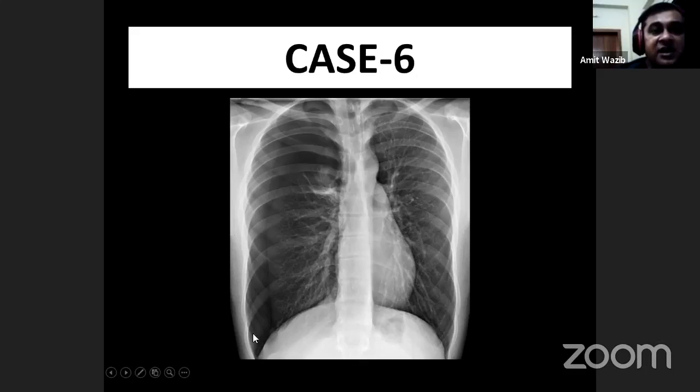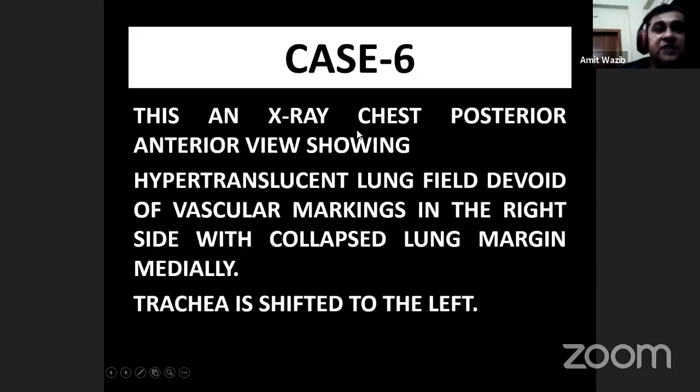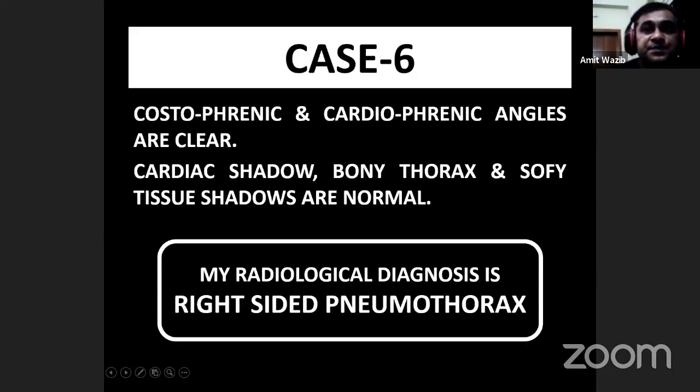So this is actually air. This is a hypertranslucent area in all zones of the right lung field with collapsed right lung medially. So this is a case of pneumothorax. Carefully see the trachea is slightly shifted to the left. So this air is compressing from the right side. That is why the trachea is shifted to the left. So your diagnosis should be right-sided pneumothorax.